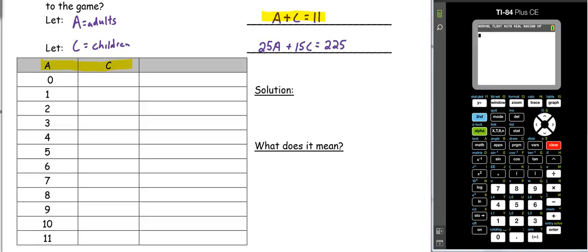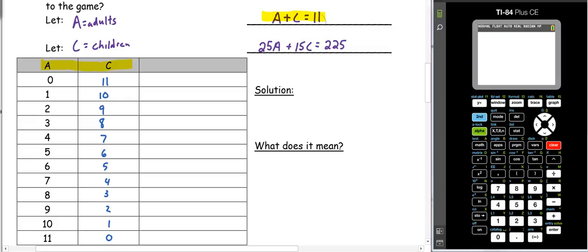So we're trying to figure out that 11 people went. So if 0 adults went, that means 11 children went. If 1 adult went, that means 10. And then we can continue counting down. So 9, 8, 7, 6, 5, 4, 3, 2, 1, 0. Remember that each row should always be equal to 11 because we have 11 people going in this case.